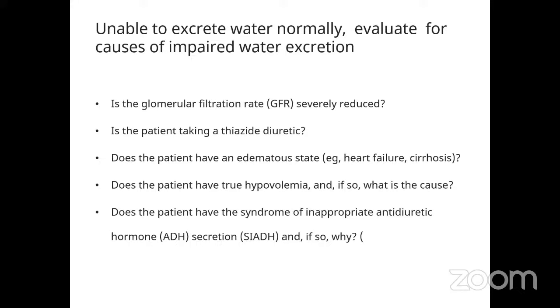As we discussed earlier, heart failure, cirrhosis. We should document the volume and find out if the patient is hypovolemic. If so, what is the cause of this hypovolemia? Last but not the least, commonly what we now encounter is syndrome of inappropriate antidiuretic hormone, earlier called SIADH, now called SIAD. SIADH is not a disease by itself; it is a manifestation of some serious illness.